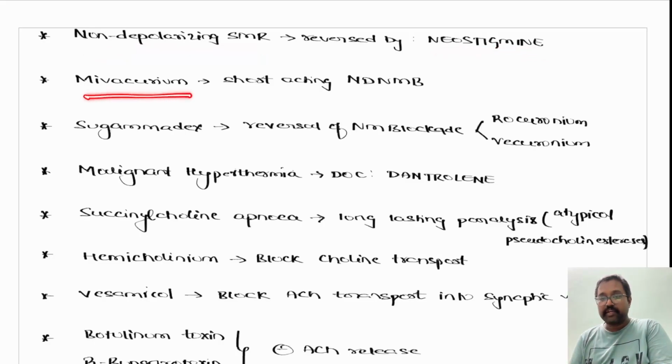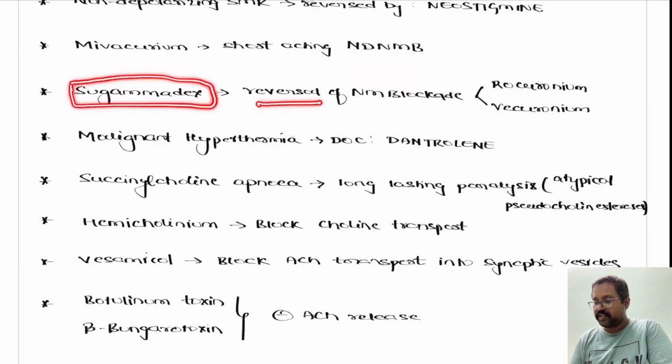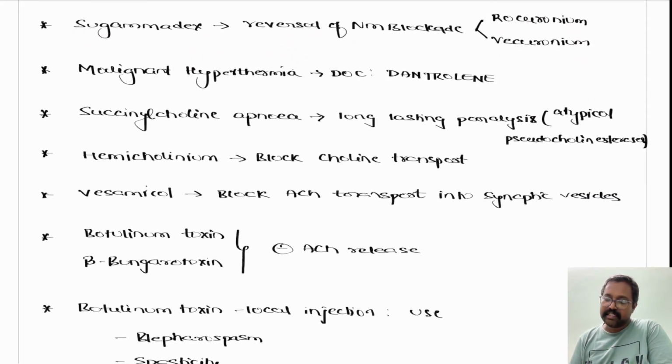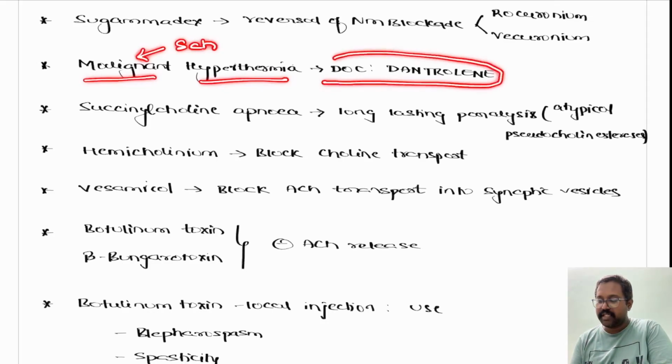Then we have mivacurium, the shortest acting non-depolarizing neuromuscular blocker. Next we have sugammadex. Sugammadex is used to reverse the neuromuscular blockade produced especially by rocuronium and vecuronium. Which skeletal muscle relaxant can cause malignant hyperthermia? Malignant hyperthermia is caused by succinylcholine. The drug of choice for malignant hyperthermia is dantrolene sodium, which is a ryanodine receptor antagonist.